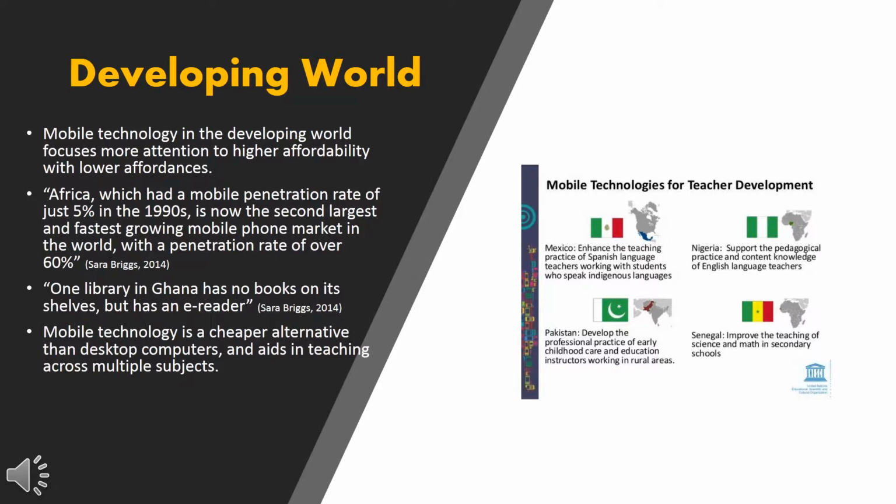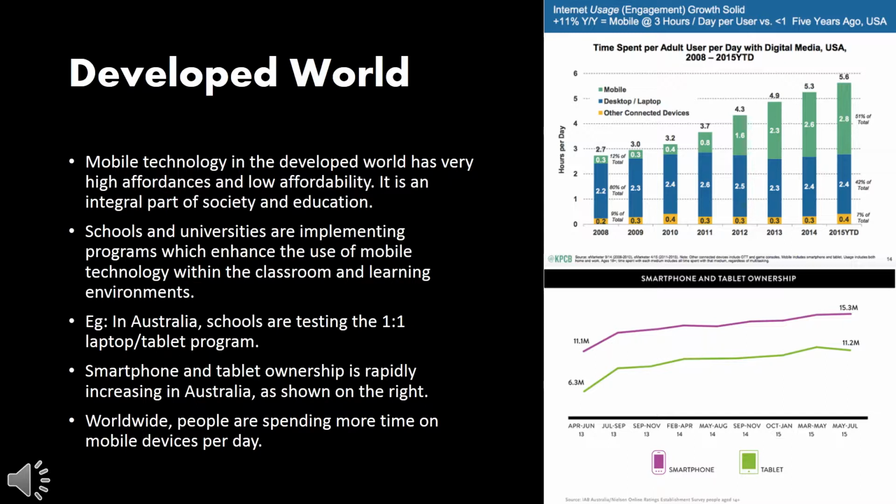Mobile technology in the developing world focuses more attention to higher affordability with lower affordances. Mobile technology is used for teacher development and aids in teaching across multiple subjects, as it is a cheaper alternative than desktop computers. Mobile technology in the developed world has very high affordances and low affordability. For example, in Australia, smartphone and tablet ownership is rapidly increasing. And worldwide, people are spending more time on mobile devices per day than ever before.